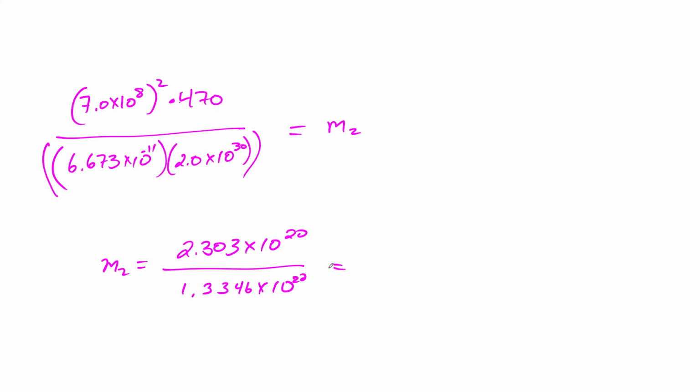So 2.303 times 10 to the 20th divided by 1.3346 times 10 to the 20th, and I get a mass of 1.73 kilograms. And that is the answer I am looking for.